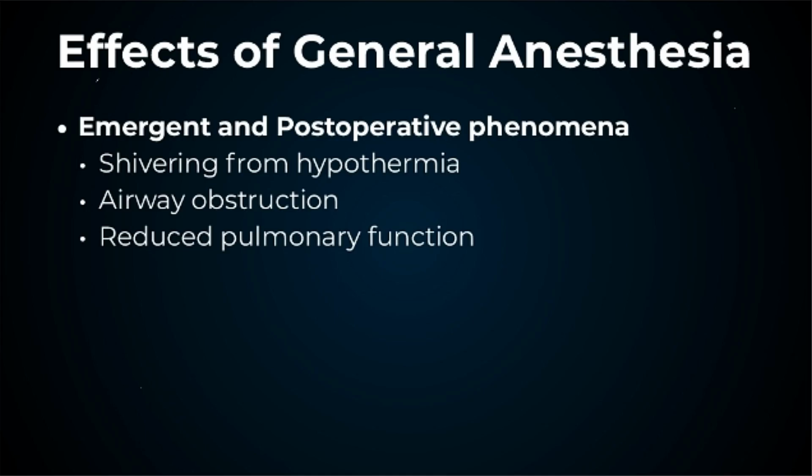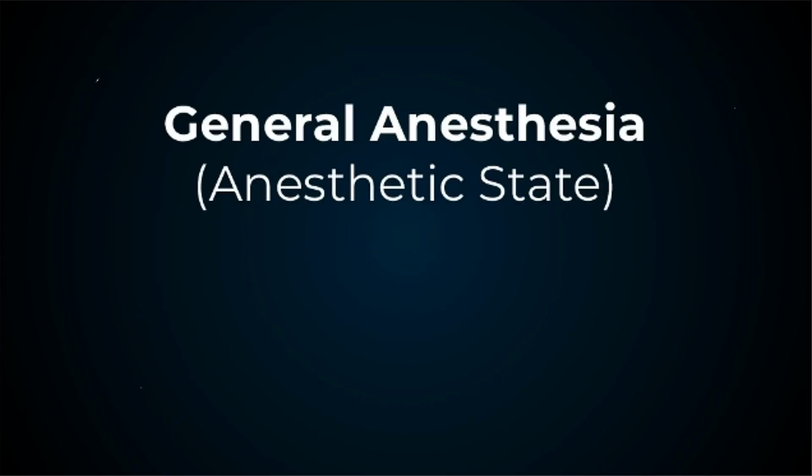Because of the loss of the reflexes that maintain airway patency, there may be airway obstruction. And there may be reduced pulmonary function, causing hypoxemia, which can also be compounded by the respiratory suppression from opioids that are given to control the pain after surgery. Now let's talk about the anesthetic state in a patient who has general anesthesia.